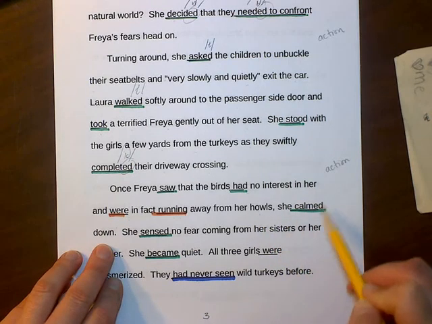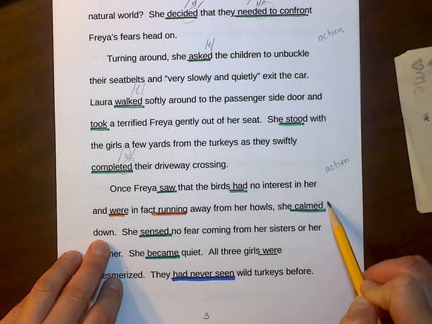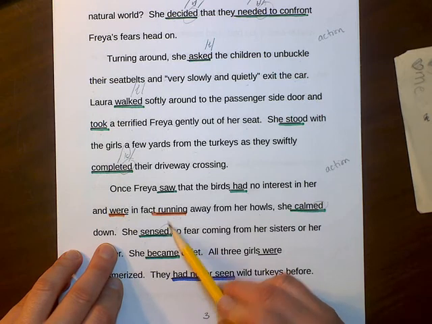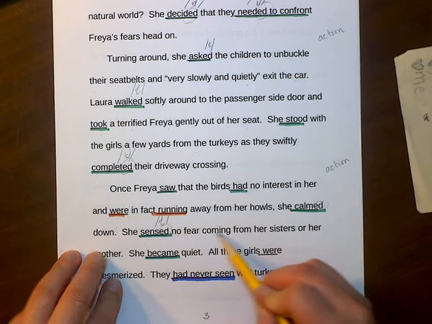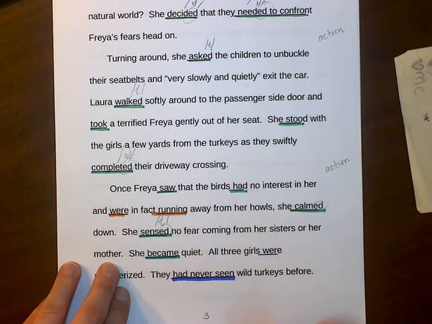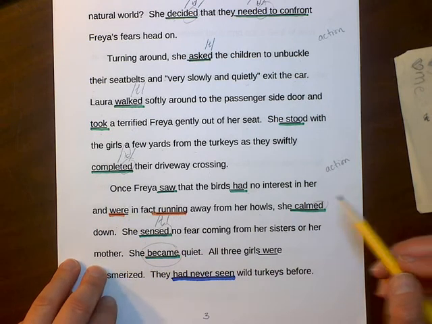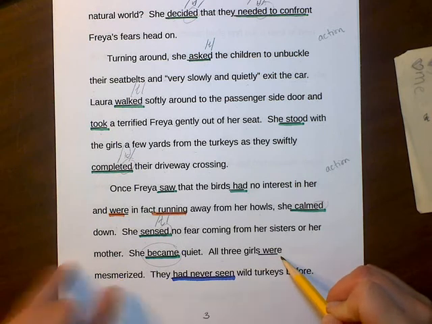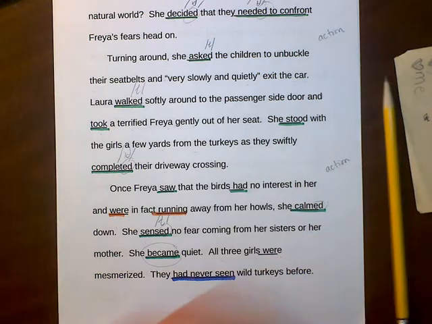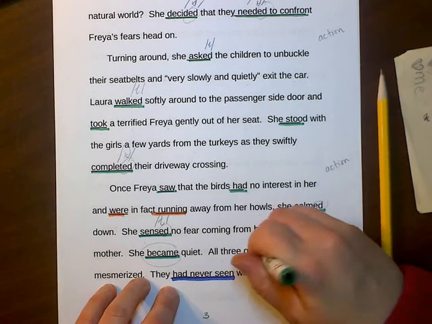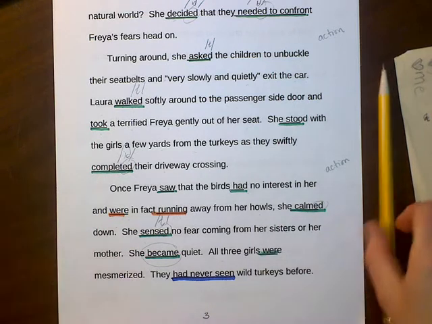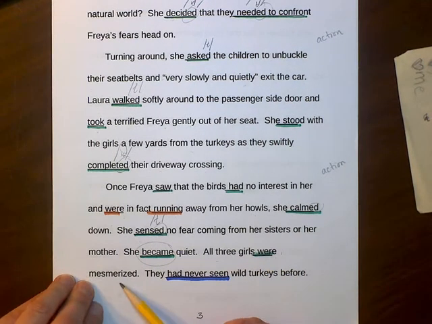She calmed, simple past, down. She sensed no fear coming from her sisters or her mother. She became, irregular simple past, quiet. All three girls were, and that also should be green because that's simple past of the verb to be. All three girls were mesmerized.